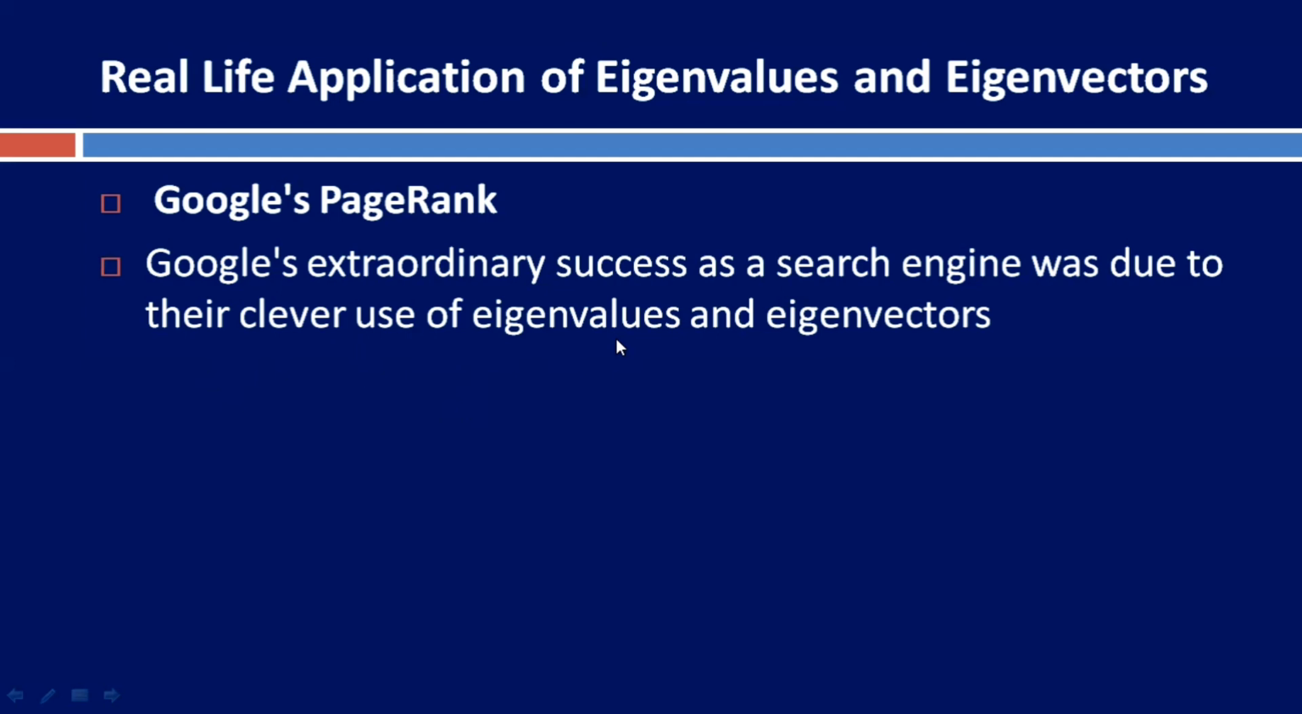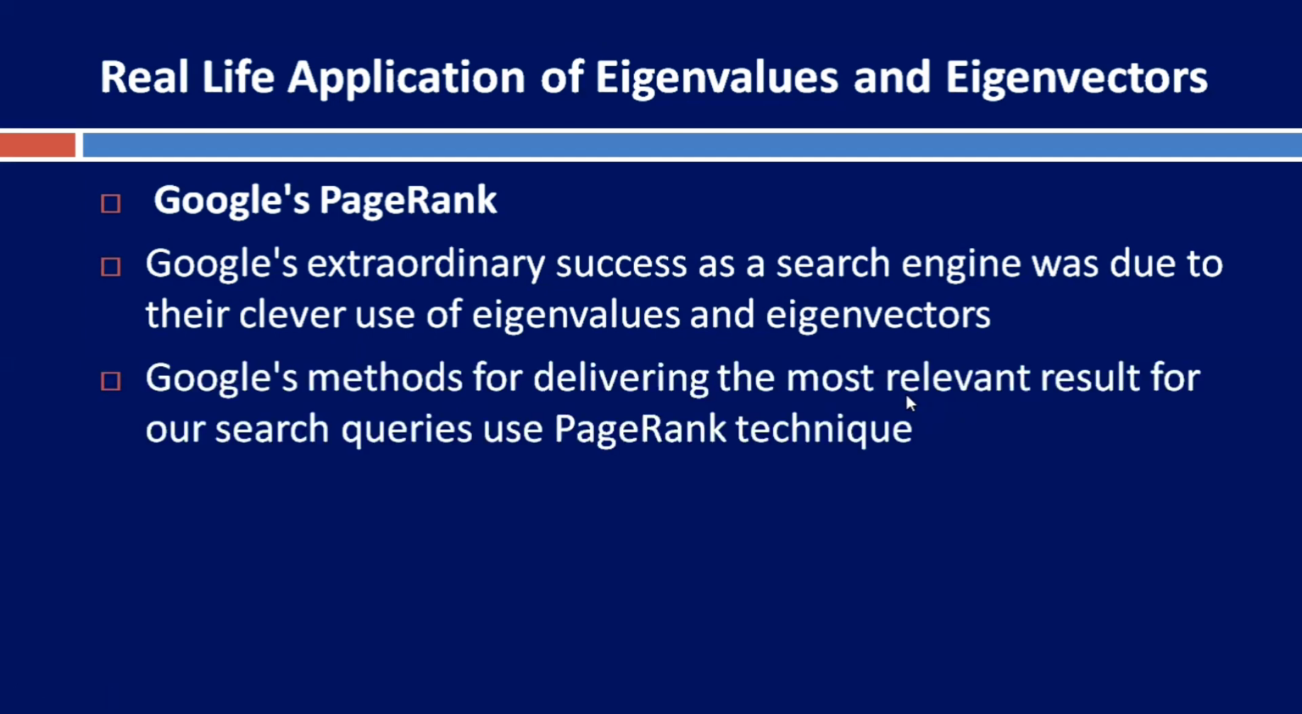Google uses eigenvalues and eigenvectors in its PageRank to show the searcher priority material, and which material most matches the searcher's keywords. Okay. So next, Google's method for delivering the most relevant results for our search queries uses the PageRank technique.